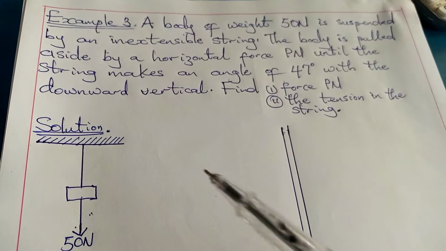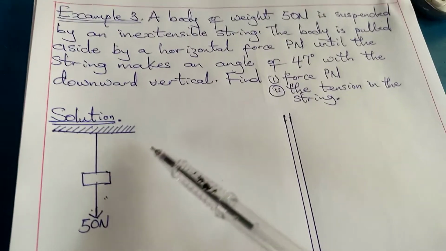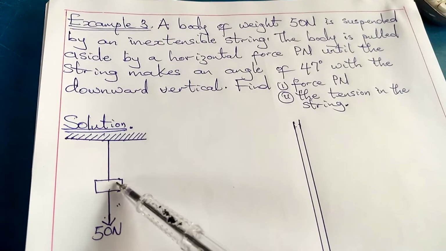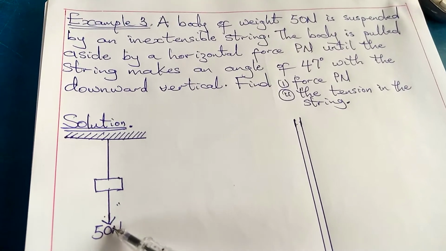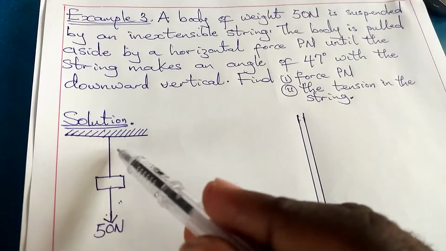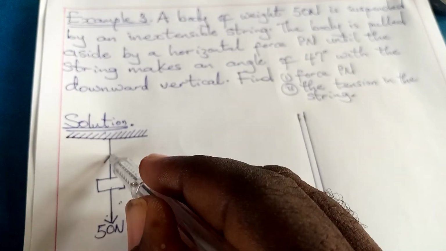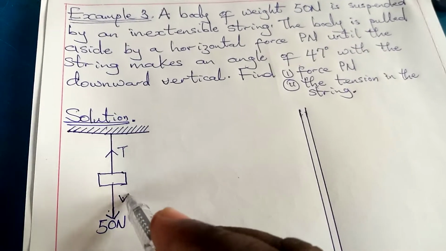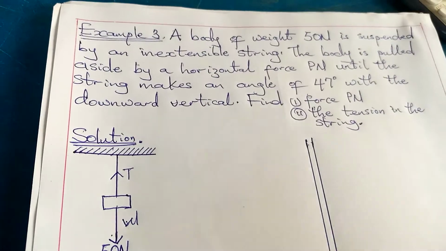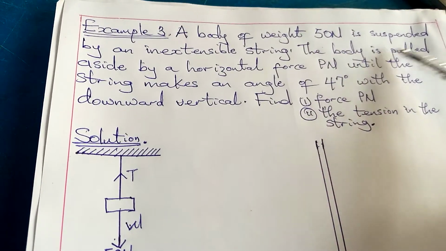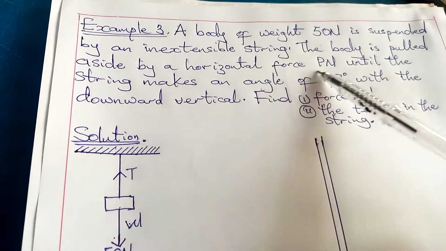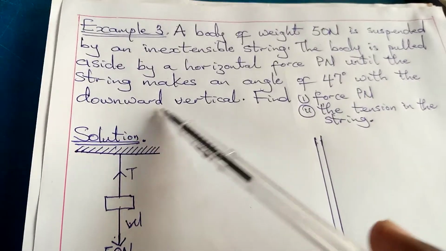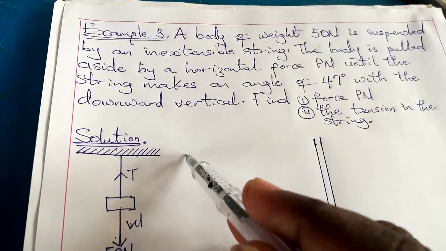So the first thing we are going to do is to sketch the diagram, and this is the diagram according to the question. This is the body and this is the weight of the body. This is the string that's acting upward. The tension of the string is acting upward, and this is the weight of the body. The question says the body is pulled aside by horizontal force P until the string makes an angle of 47 degrees with the downward vertical. So we need to draw that.